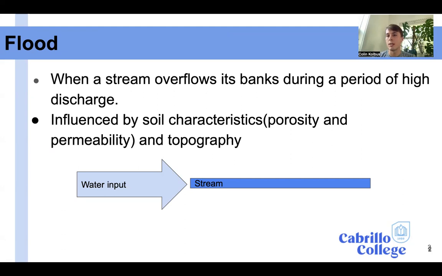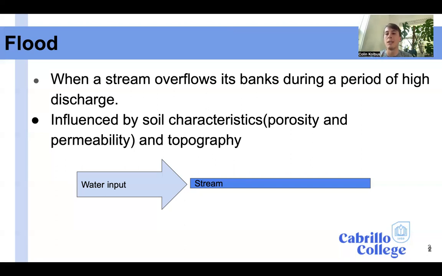The soil characteristics are dependent on porosity and permeability. Now, the porosity of soil is how much void space is in a given volume. So for every little grain of sand in a little area, there is a certain amount of void space, and that is porosity. A high porosity has a high amount of void space, and a low porosity soil has a low amount of pore space. So which one do you think is going to be better equipped at taking in more water? Well, that's a high porosity soil.